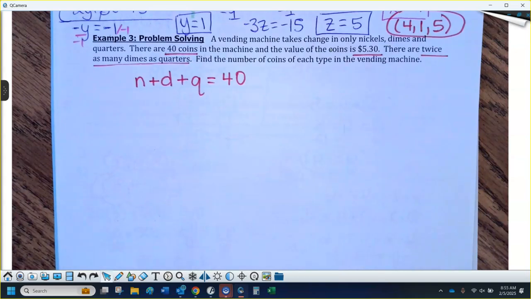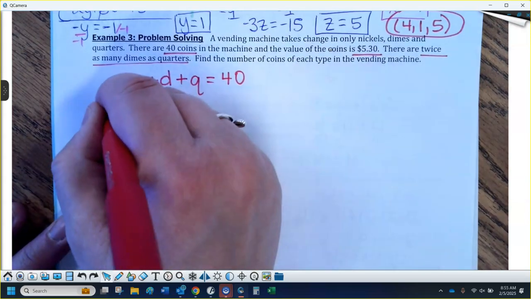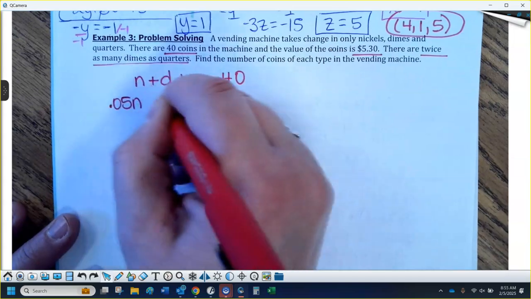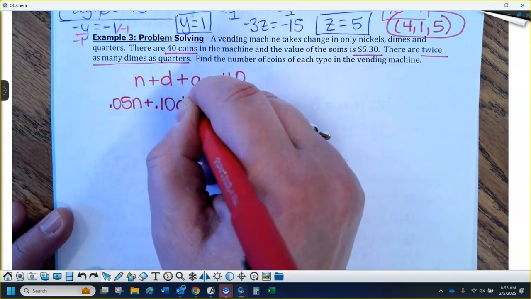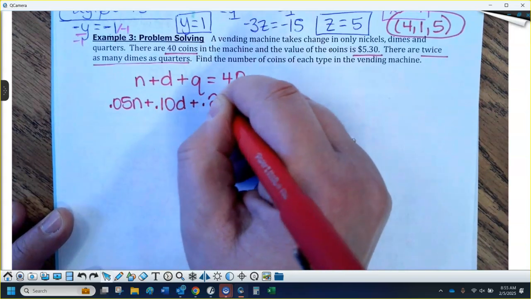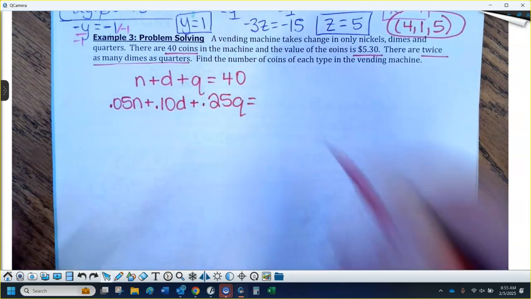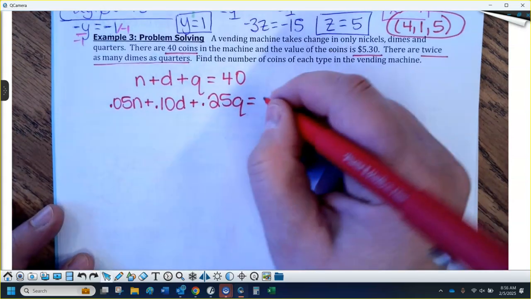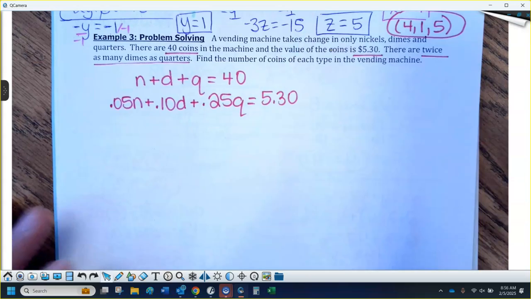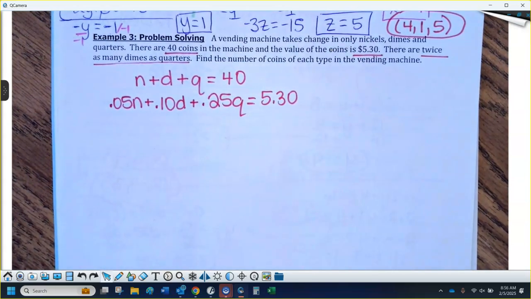Now my second equation deals with the money. Nickels are 5 cents, so I'm going to put 0.05 times my nickels. Dimes are 10 cents, so 0.10 in front of my dimes. And then quarters are 25 cents, so 0.25 for every quarter. And then the total is the $5.30. So money goes with money. What it's worth is going to go with that variable.